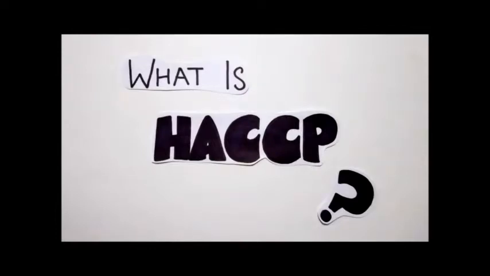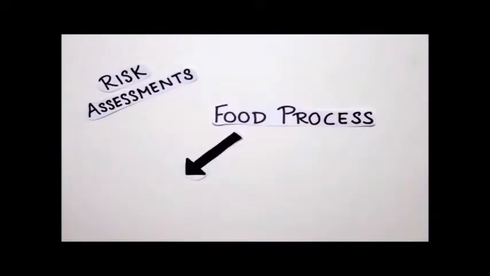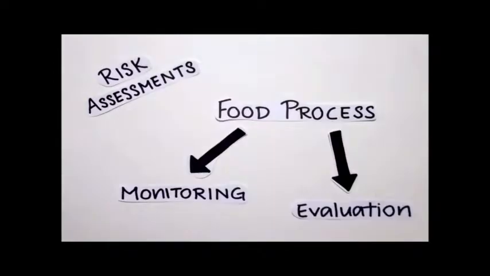HACCP is actually a quality assurance system designed to prevent problems before they actually happen. It includes risk assessments, monitoring and evaluation of the food process, which helps reduce errors. And as with any system, it needs to be verified to ensure that the system works.